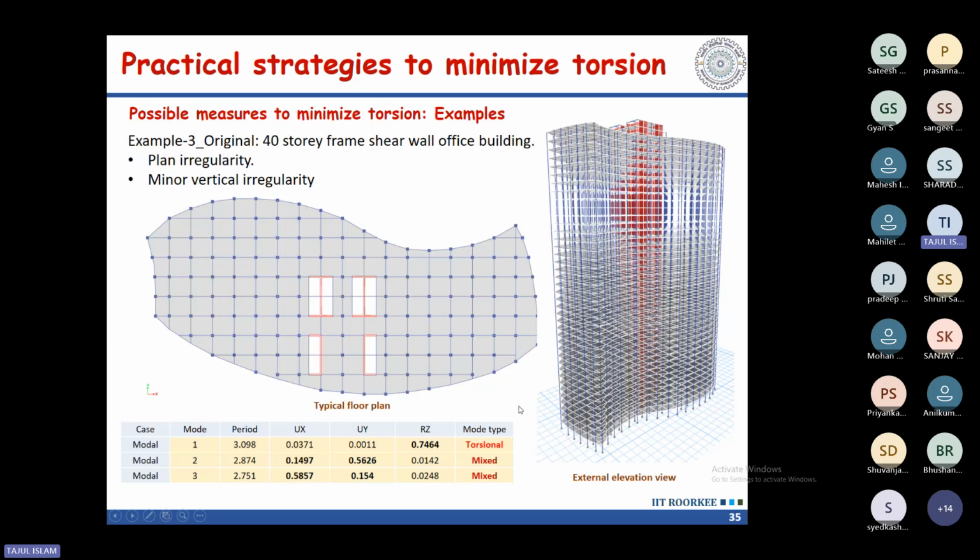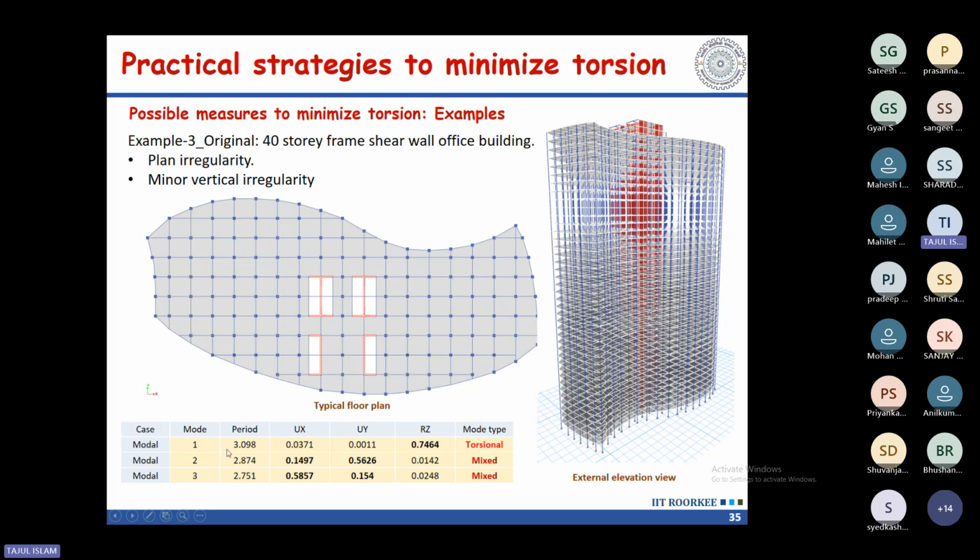So this is the original configuration. These are the lift cores, or you can even use one for a staircase. If you're using one for the lift case and another one for the staircase, you can do that. So this is the core system given here, and this is the external elevation of the tower, and this is the modal response outcome. Here you see in the first mode, this is pure torsion. The translational contribution is even less than 10%.